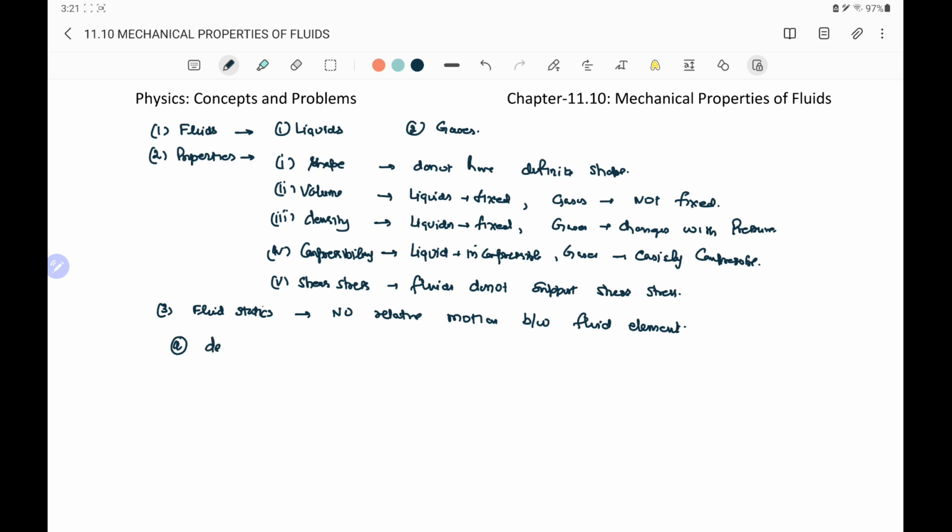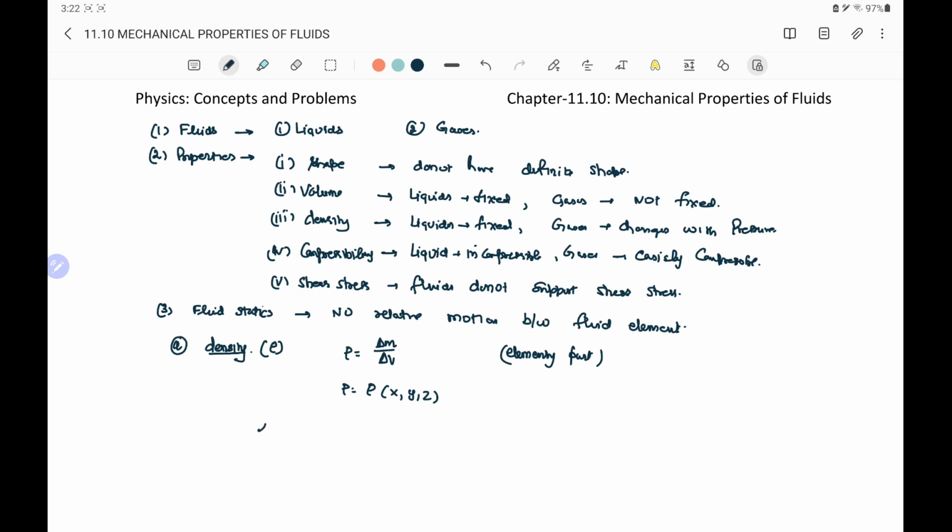Number 1, density, generally represented by rho. So density is the ratio of mass per volume. Here we take an elementary part of fluid for which mass is delta m and its volume is delta v. So average density becomes delta m by delta v. And this density is a function of position, that means x, y, z. So density may differ from point to point.